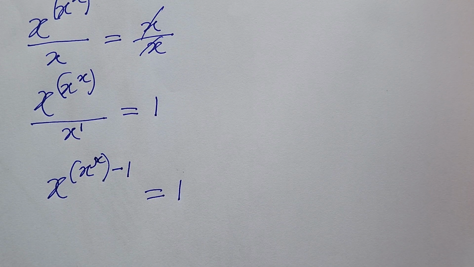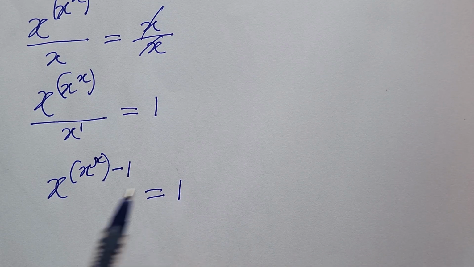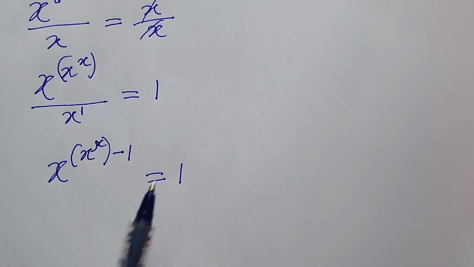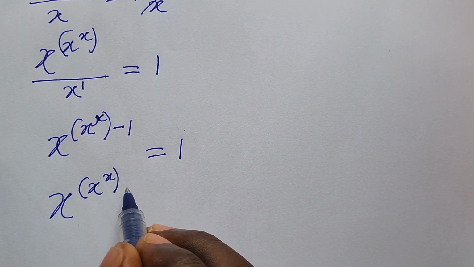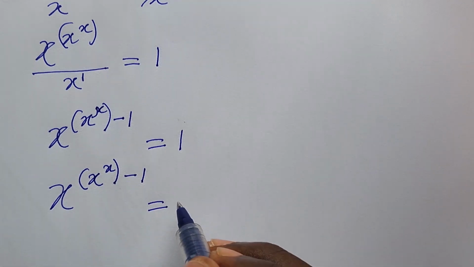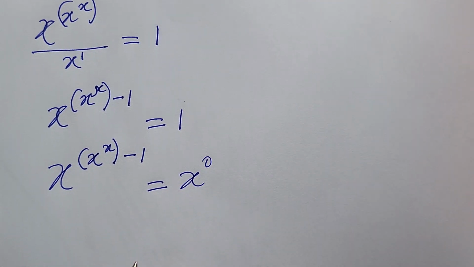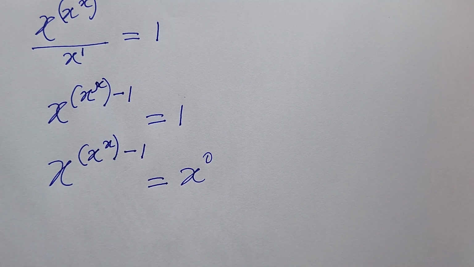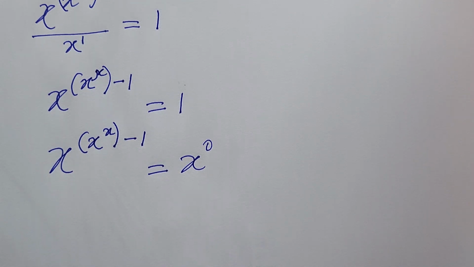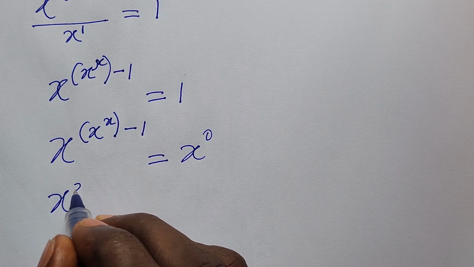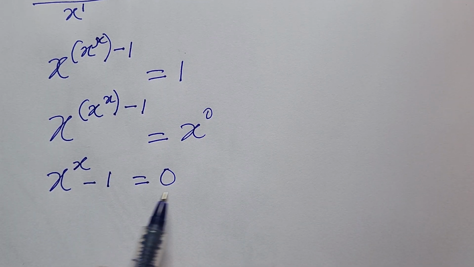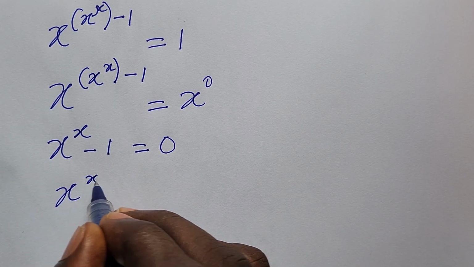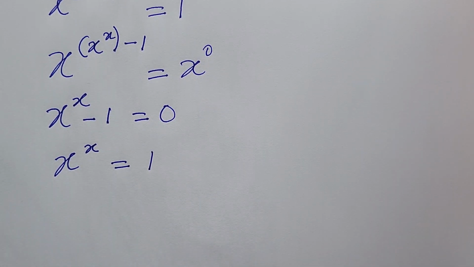So what do we do here? If you look at this carefully, you discover that we can rewrite this as x to the power of 0. So we have x to the power of bracket x to the power of x, bracket minus 1, equal to x to the power of 0. Since the bases are the same, we can equate the exponent also. So this will now give us x to the power of x minus 1 equal to 0. Moving this to this side, this gives us x to the power of x equal to positive 1.